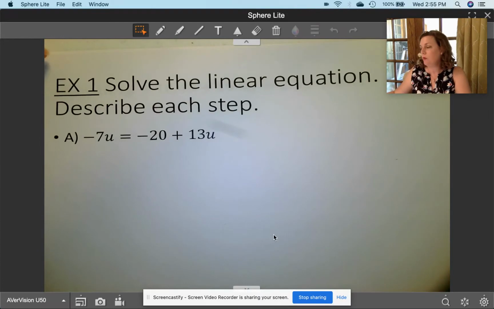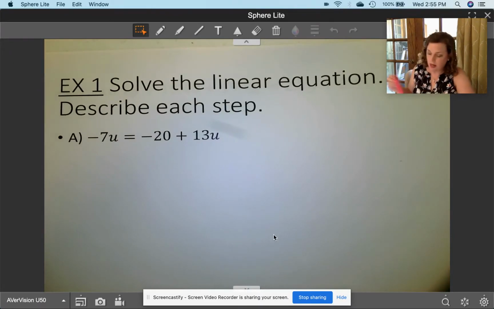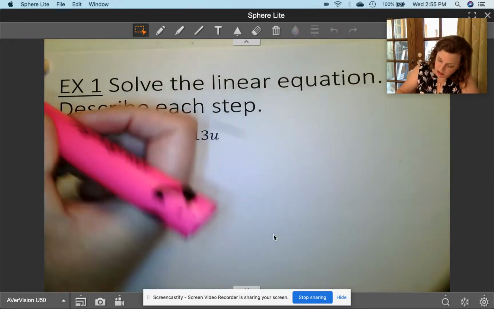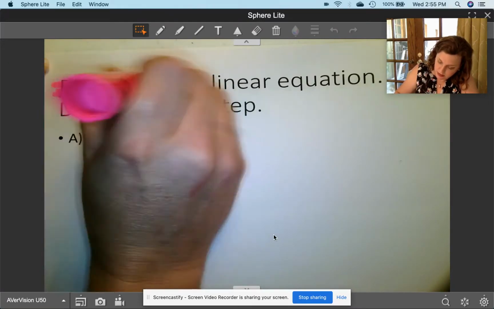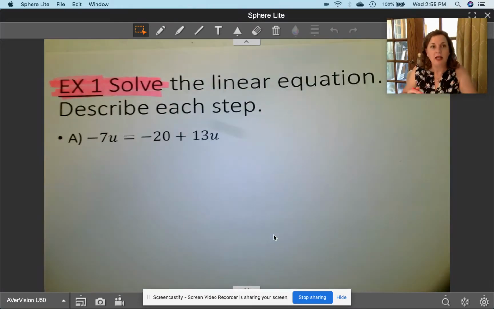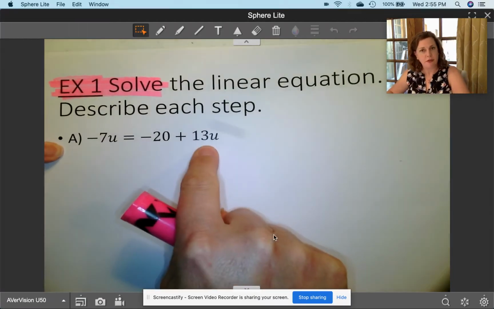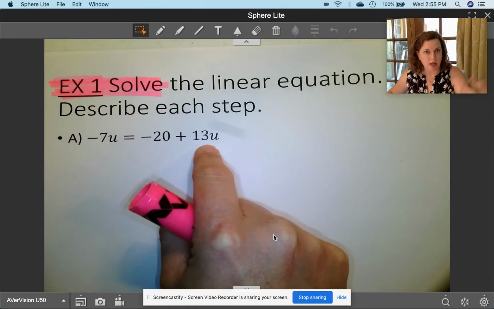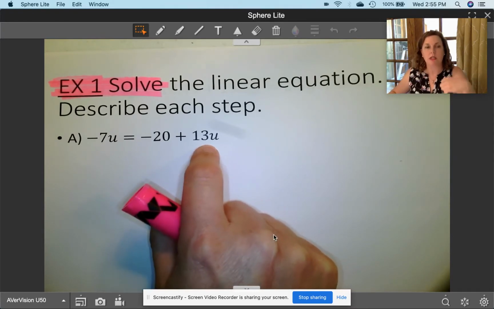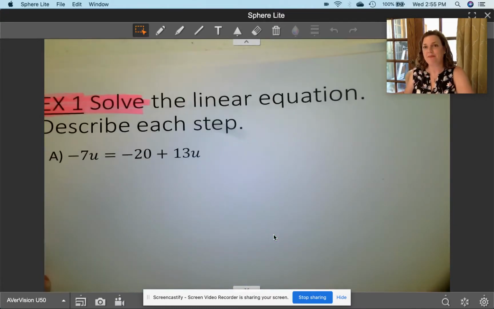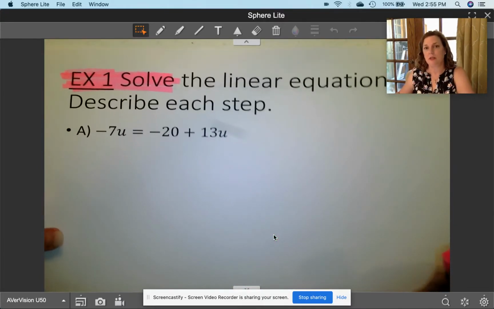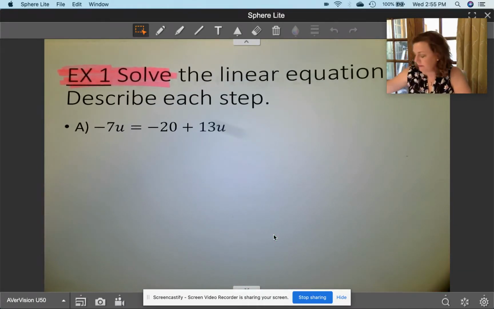So example 1. Solve the linear equation, describe each step. Example 1, solve. And again, if you can highlight each example, that would be great. You don't have to highlight each question because I'll be able to see that there's work there. I'll be able to see that you're taking notes. These directions are what I really look for. Solve each linear equation, describe each step.